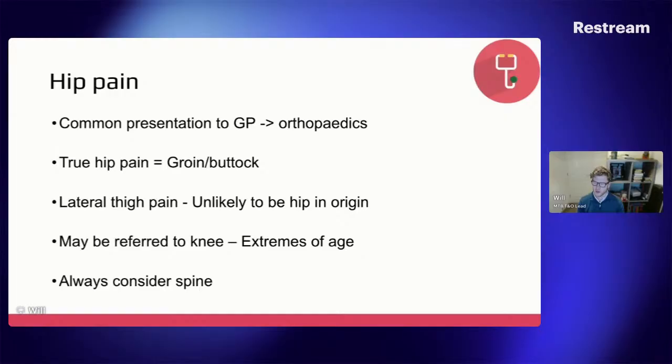Very often hip pain can be referred to the knee, and this is most commonly seen in the extremes of age, so the very young or the elderly. And it's always really important whenever you come across hip pain to consider the spine as well, because you can have referred pain from the spine down into the groin.